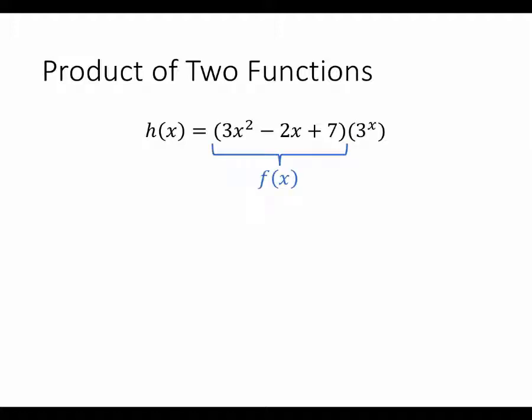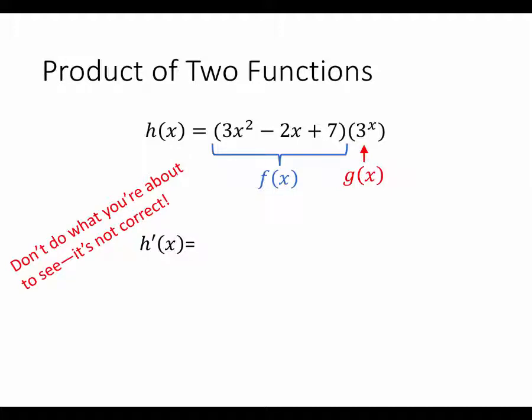f of x is the polynomial function 3x squared minus 2x plus 7, and g of x is the exponential function 3 to the x. And if I asked you to find the derivative function, h prime of x, your instinct would be to do something that, it turns out, isn't correct.